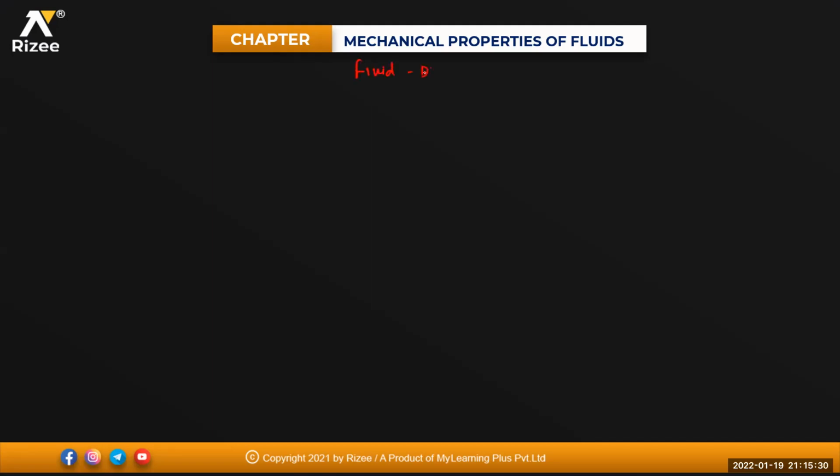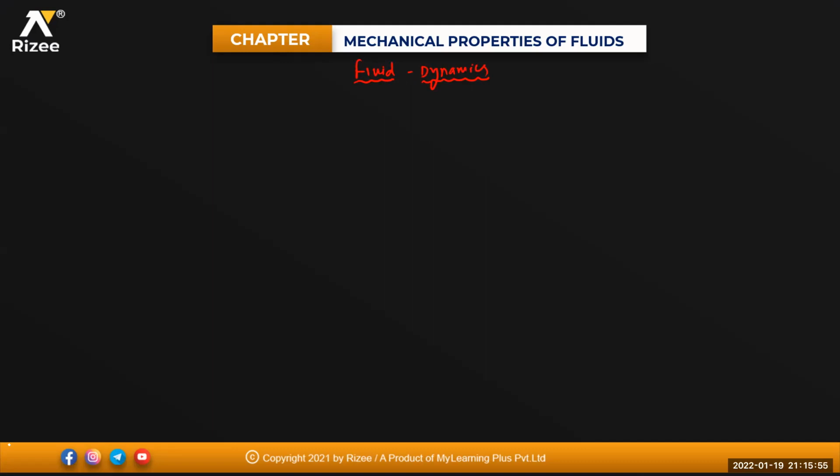Fluid dynamics. I'll do the statics problems also better once we complete the basic concepts: buoyancy concepts, floating condition problems, but all problems I'll do separately. In fluid dynamics, the things you need to remember are what you mean by a streamline flow and what you mean by a turbulent flow.